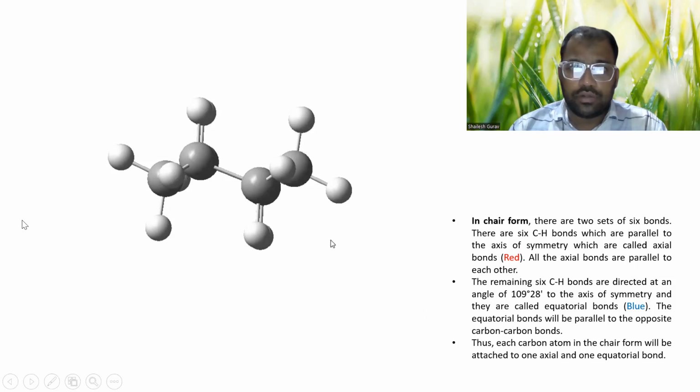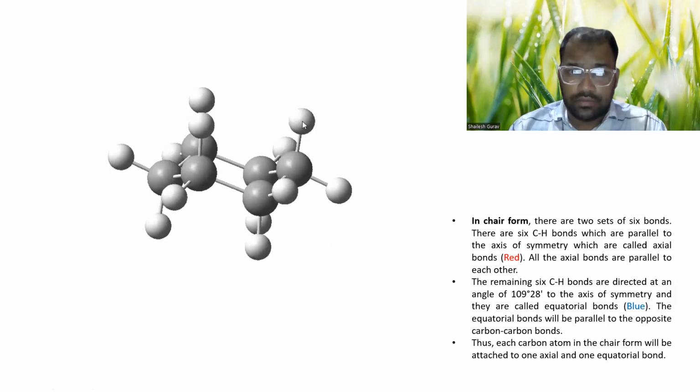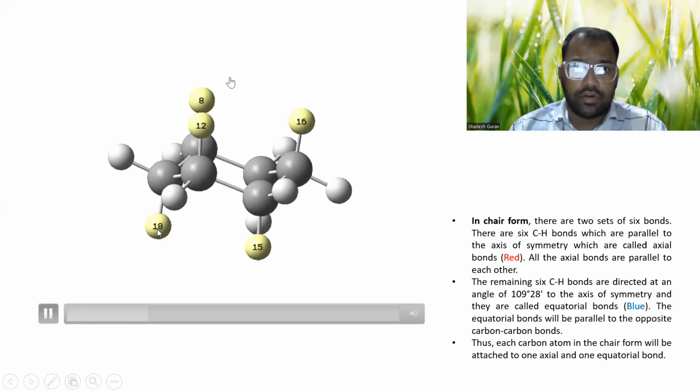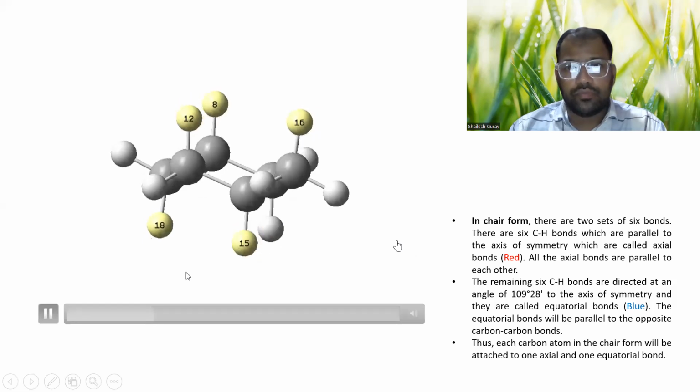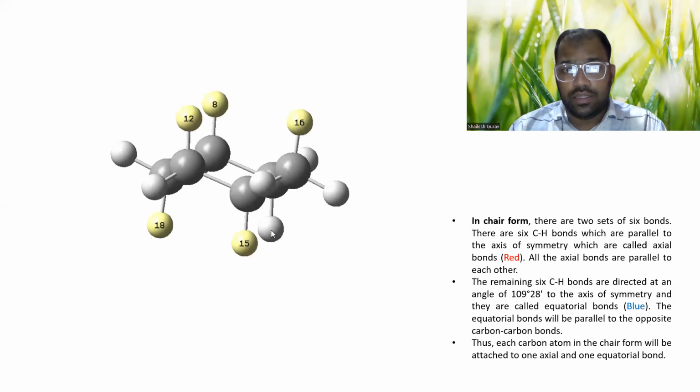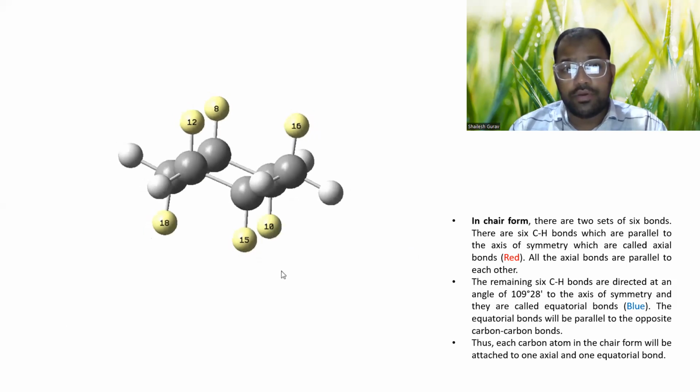In simple words, the bonds which are parallel to the symmetry axis will be considered axial bonds. You can clearly see the bonds I'm highlighting, that are considered axial ones. Three are at the top side, and three are at the bottom side. So in total there will be six axial bonds. Three will be on the top side, three will be on the bottom side.